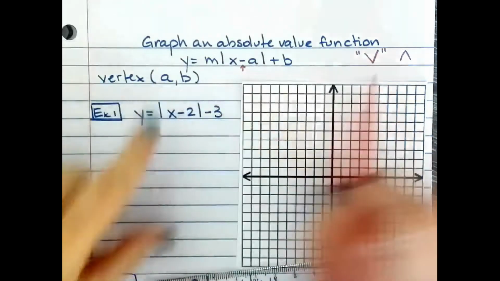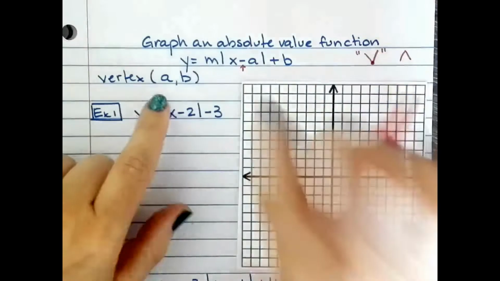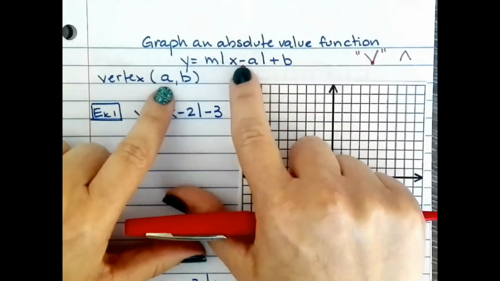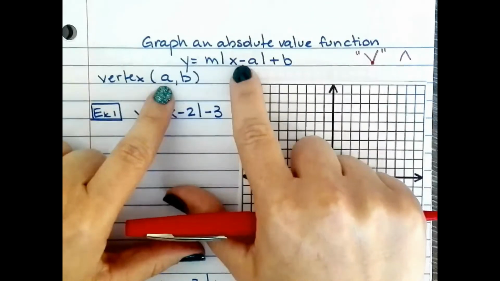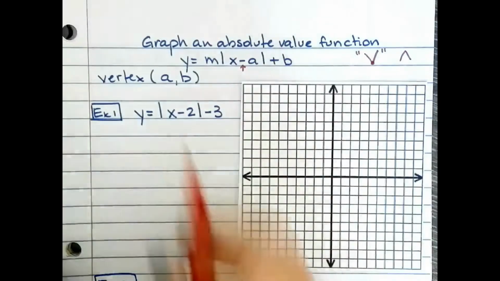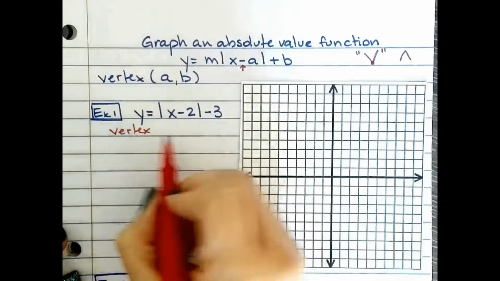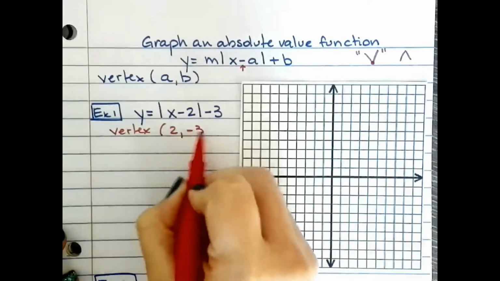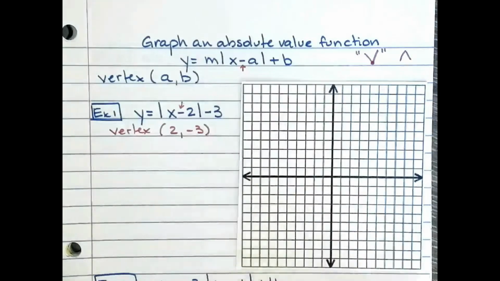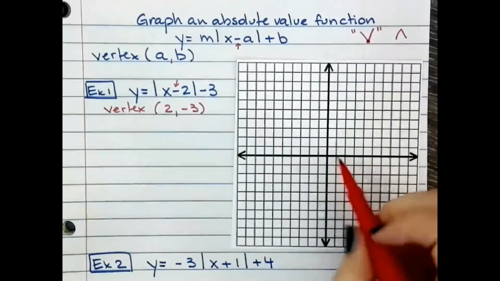So your vertex is that point right there. Your vertex is whatever this number is, but the minus is from the formula. And then B. What does that look like? So here the vertex will be 2, -3. It's not -2 because that minus belongs to the formula. So that's how I start graphing my absolute value function.